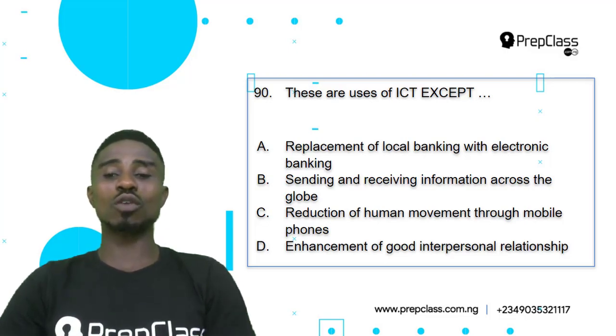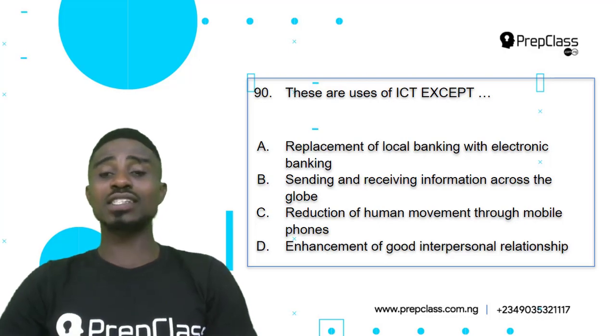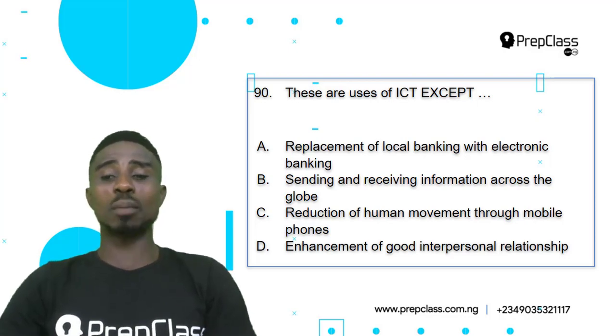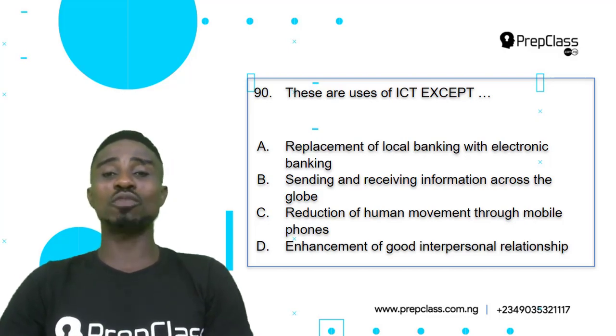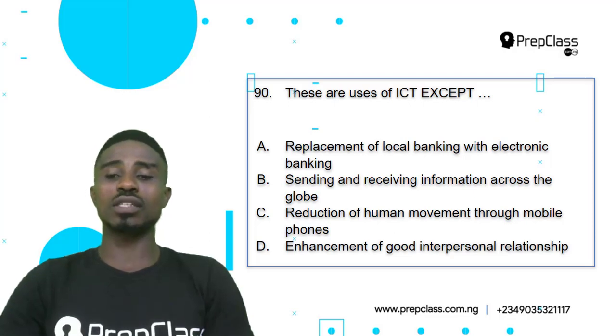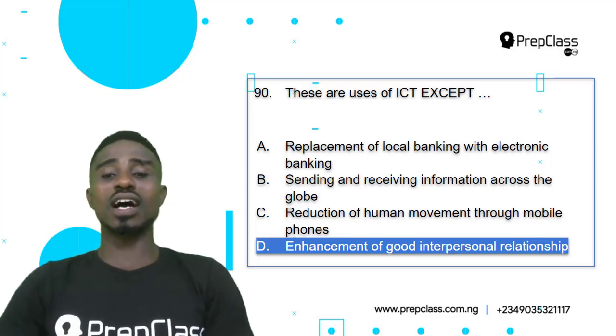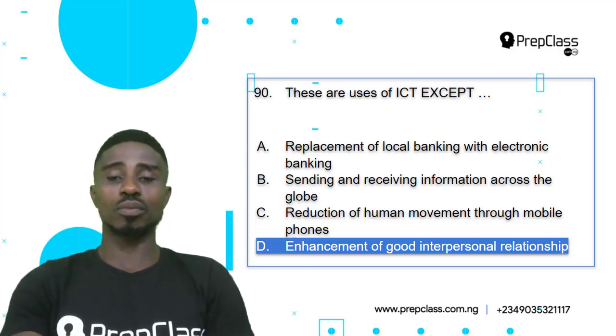Option D, enhancement of good interpersonal relationship. ICT does not enhance good interpersonal relationship because you will not get to see or communicate with the person one-on-one, like have a live communication where you can see the facial expression, you can laugh, hold hands, and carry out other relationship features. The use of ICT is not to enhance good interpersonal relationship. So the correct answer is option D, enhancement of good interpersonal relationship.